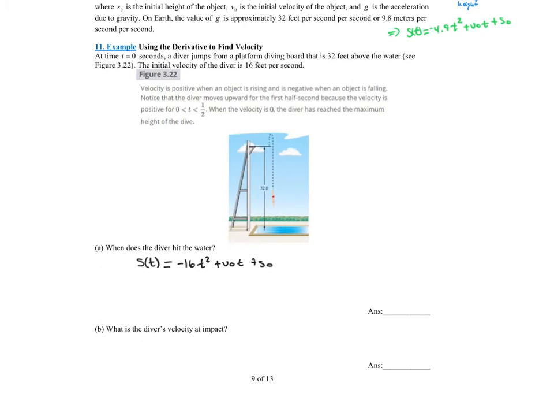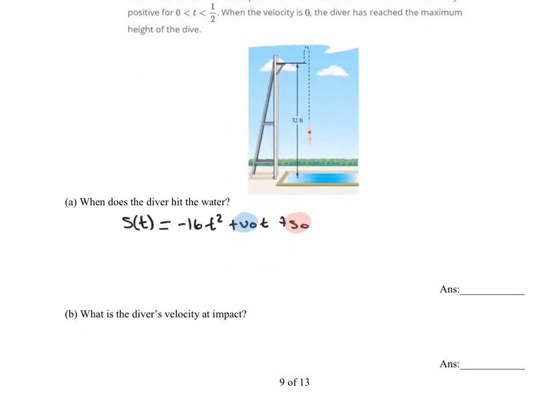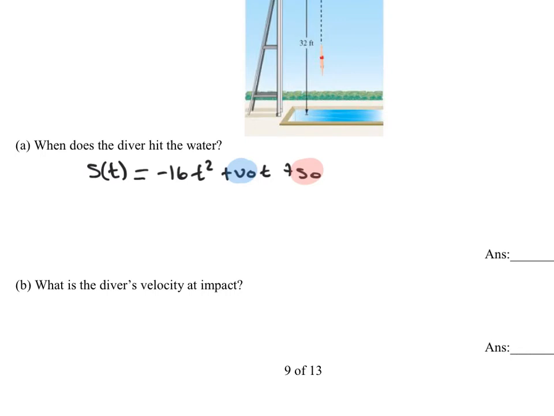So let's go back and let's reread this. It says you started at 32 feet above, so that's your initial position. And then it also says your initial velocity was 16 feet. So that gives us that amount right there. So let's rewrite this position function. Here's S of t. Sorry, let me use black on that one.